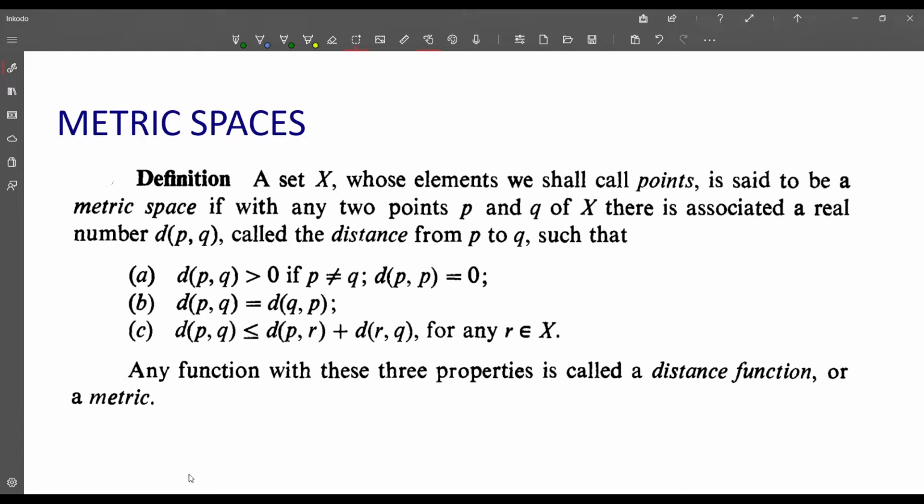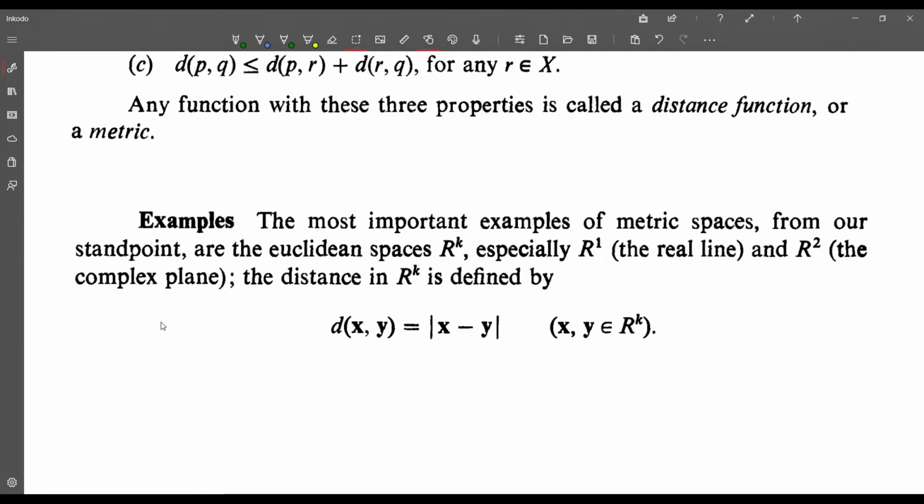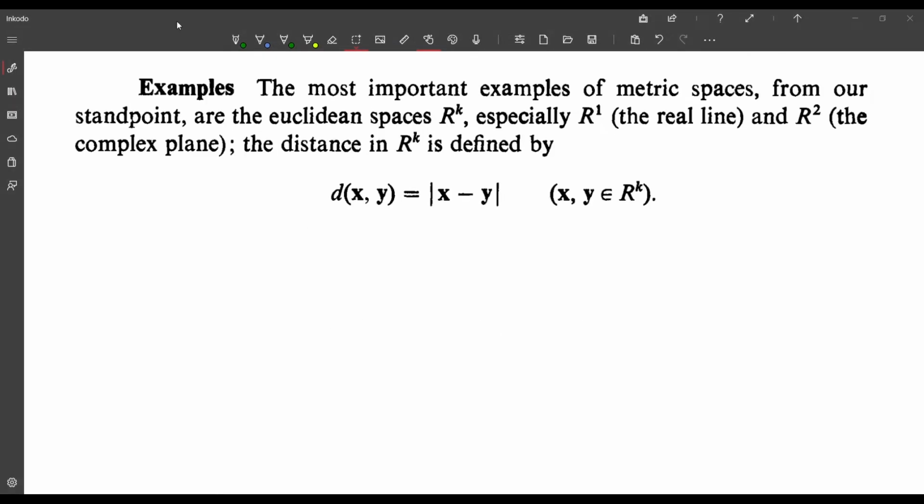So we give some examples. The most important examples of metric spaces from our standpoint, that is, as we are going to study real analysis, are the Euclidean spaces Rk, especially R1, the real line, and R2, the complex plane. The distance in Rk is defined by d(x,y) equal to modulus of x minus y for x, y in Rk. So now we prove this.